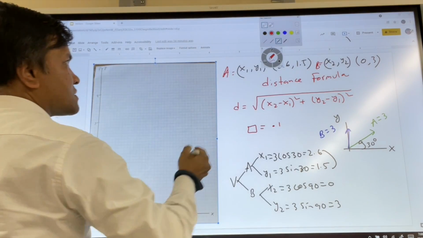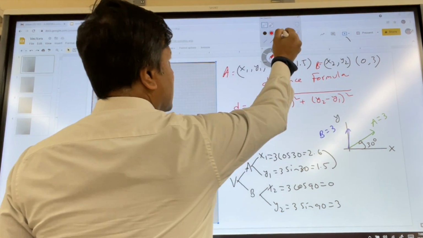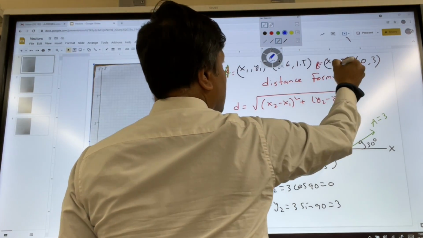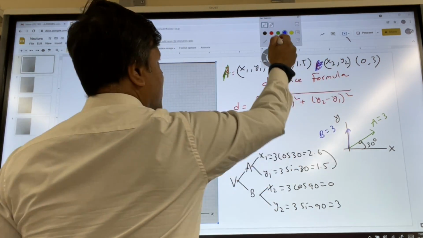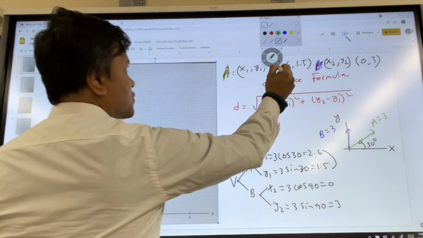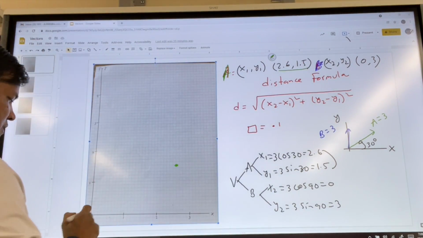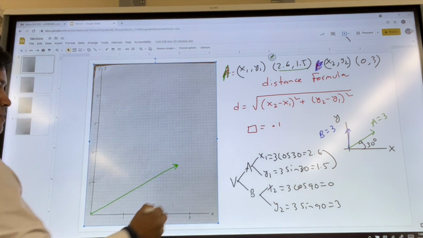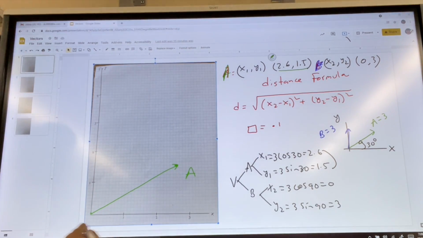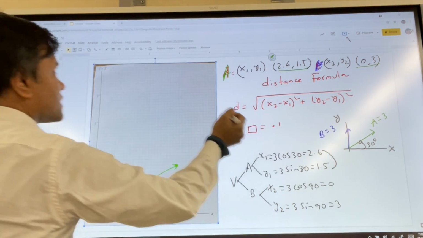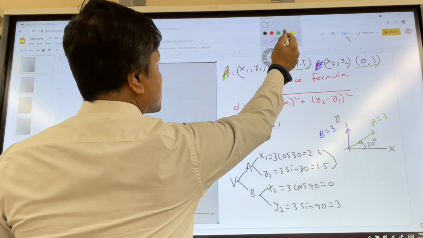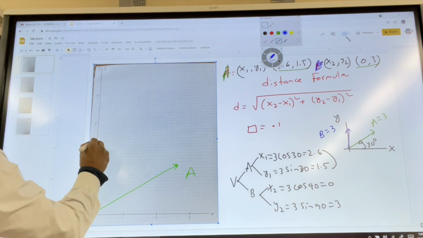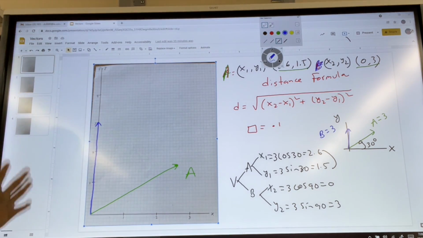All right, so let's fix the color. This is vector b. So let's draw the vector a. Vector a 2.6 comma 1.5, this is my vector a. I'm not sure whether I can draw it. Okay, so this is my vector a. Now let's draw my vector b, 0 comma 3. I know how to draw 0 comma 3. So 0 comma 3 is right here. Good. I drew both vectors.